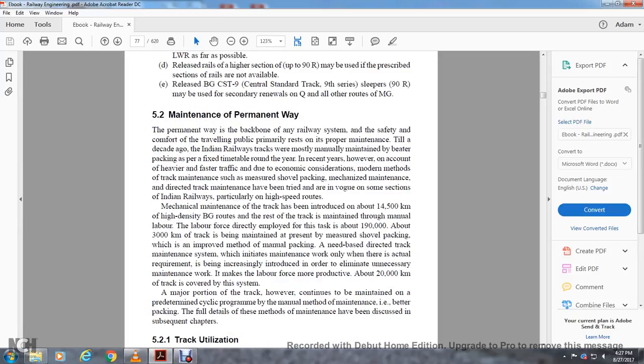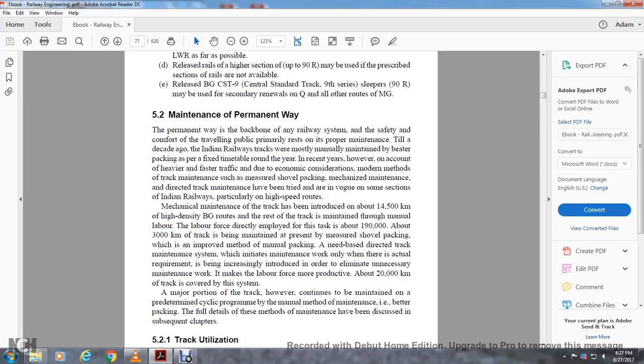5.2. Maintenance of the permanent way. The permanent way is the backbone of any railroad. So, if the comfort of the traveling public is to be ensured, proper maintenance is the primary requirement. A decade ago, Indian Railway tracks were maintained by packing at fixed intervals, around once a year. Recently, however, on account of faster trains and economic considerations, modern methods such as measured shovel packing, mechanized maintenance, and directed track maintenance have been tried on some sections of Indian Railways, particularly on high-speed routes.